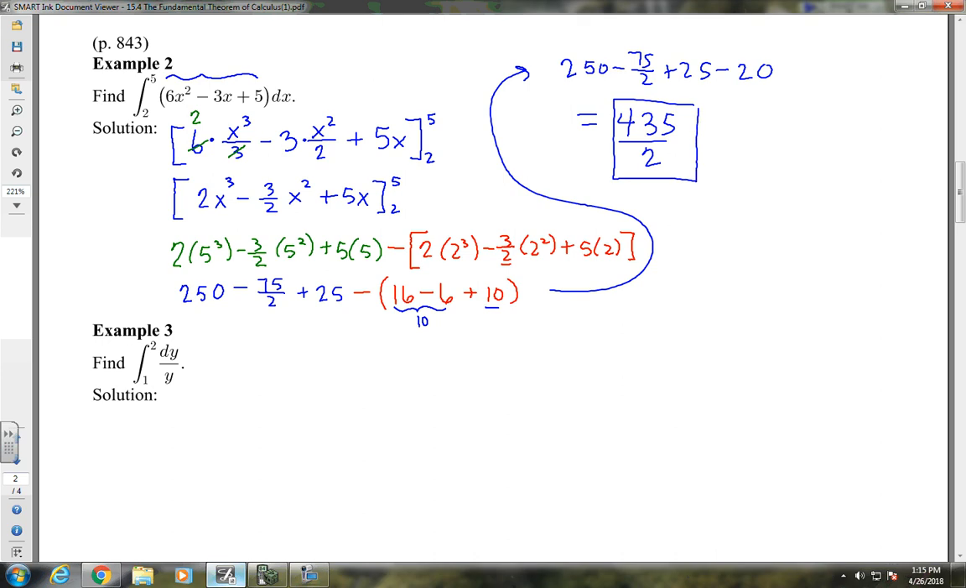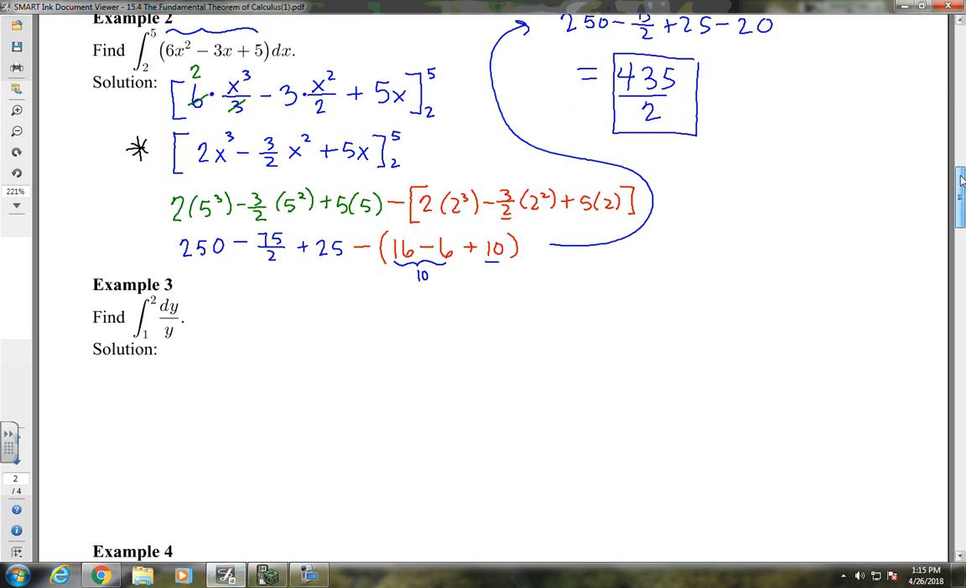And that is a definite integral, applying the fundamental theorem of calculus. So really, up to this step, you're integrating like you normally would, and then you have a few calculations to finish out your definite integral. So let's try our next example.